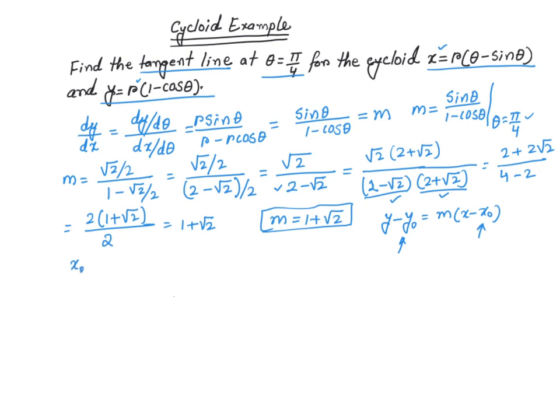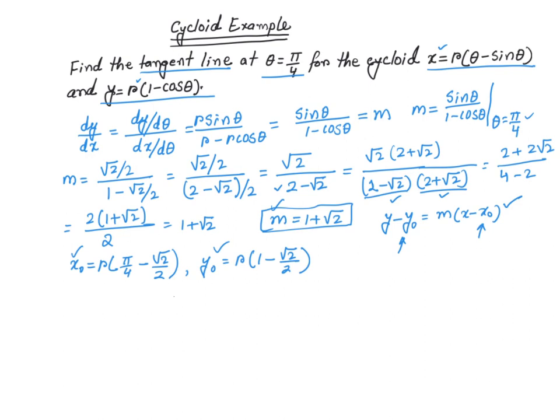So my x naught is going to be equal to r times pi over 4 minus sine of pi over 4. But sine of pi over 4 is square root of 2 over 2. And similarly, you could find y naught, which is going to be r times 1 minus cosine of pi over 4, which is square root of 2 over 2. Now you could take these values, x naught, y naught, and m, and plug them into this equation to find the equation of the tangent line.